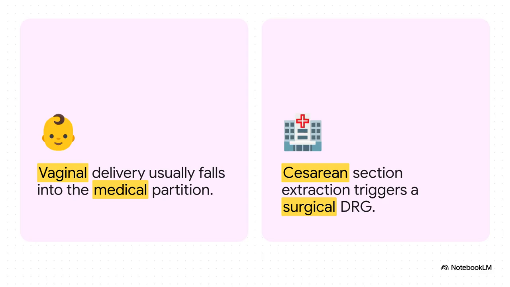Now, how does the DRG logic actually partition these delivery methods? Well, vaginal deliveries, unless assisted by instruments, generally fall into the medical partition because they rely on the body's natural processes. But a cesarean section? That triggers a surgical DRG. A C-section is coded with the root operation extraction via an open approach. And the specific type of C-section, whether it's a classical incision or a low cervical incision, matters immensely. The extensive surgical resources, the operating room time, and the specialized nursing required for an open abdominal extraction dramatically impact the final relative weight of the DRG when compared to a spontaneous vaginal delivery.